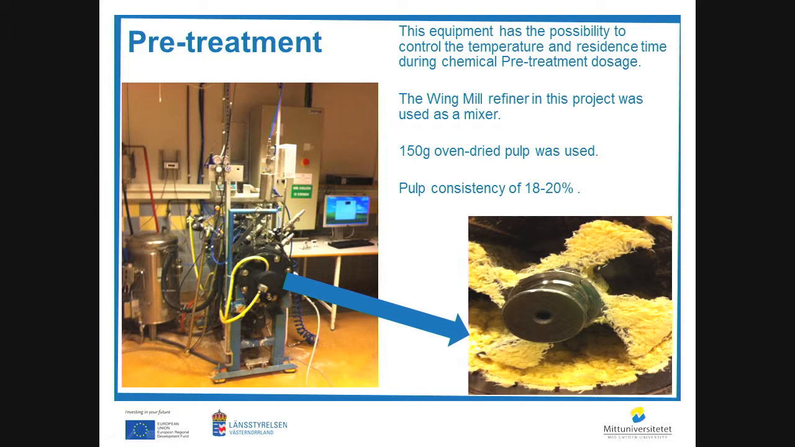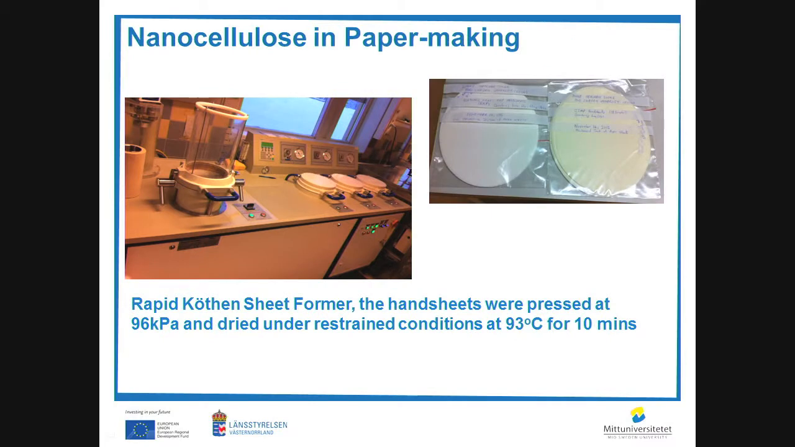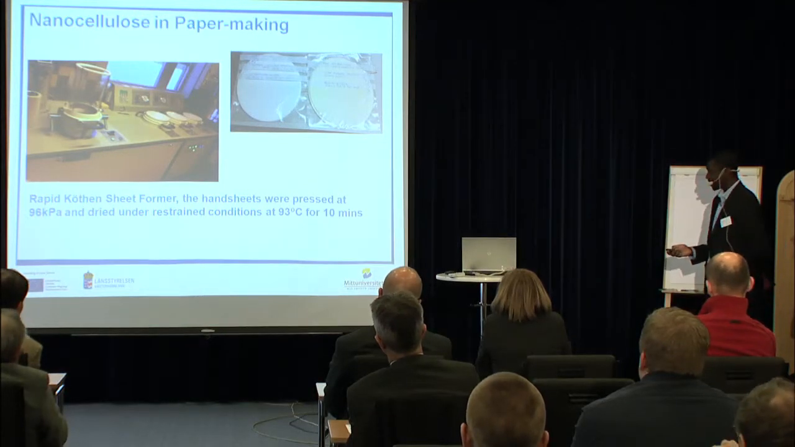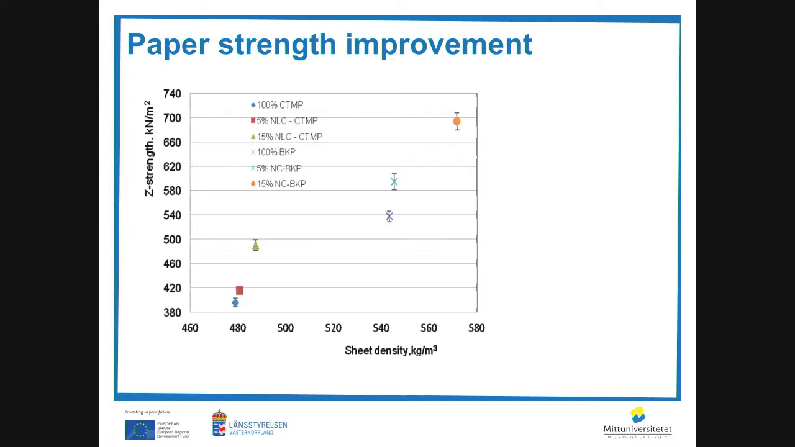We can also use nanocellulose in the papermaking process using the rapid Köthen sheet former, and we use different blends to improve the strength properties. I'm not going to explain in so much detail here because of time. From this image, we could really improve the Z-strength of CTMP, and we use bleached kraft pulp, but we could do this increment by also densifying the sheet. This shows good results for CTMP, but not so good an improvement in Z-strength, and the sheet density was not that increased.